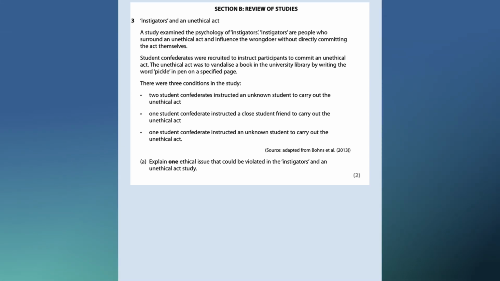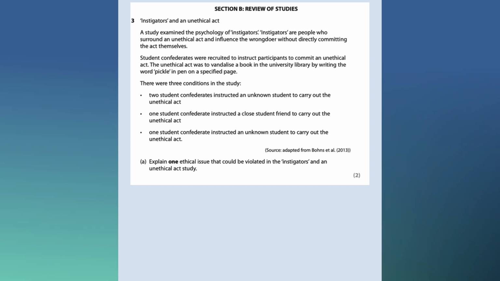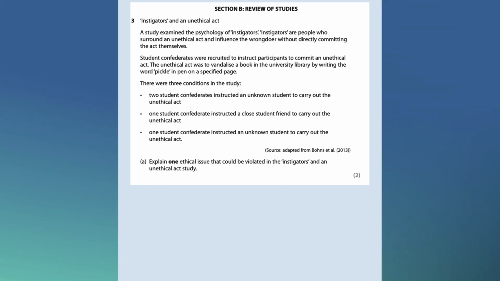And the first question is this 2 marker that you will always see, which is something to do with methods. Sometimes that's to do with data. In this case, it's an ethics issue. And again, we've got an explain question. Explain 1 ethical issue that could be violated in the instigators and unethical act study. Now, the thing you need to be careful again is don't be generic. I emphasize that over and over again. It is really, really important that you always link fully to the scenario.